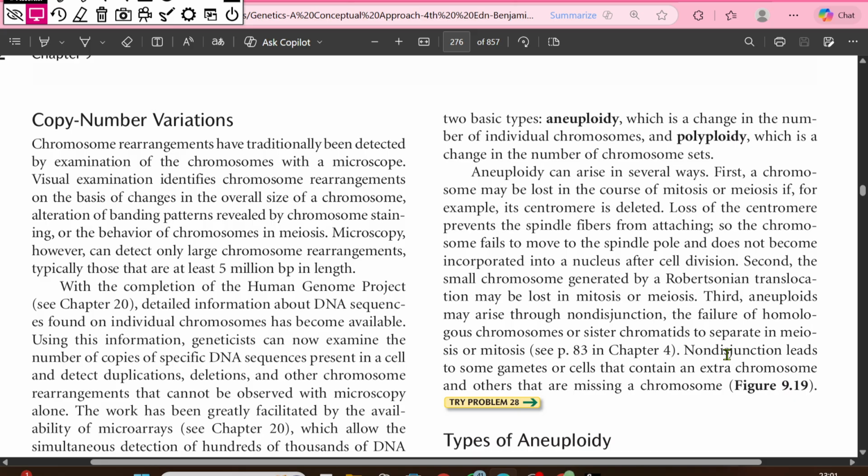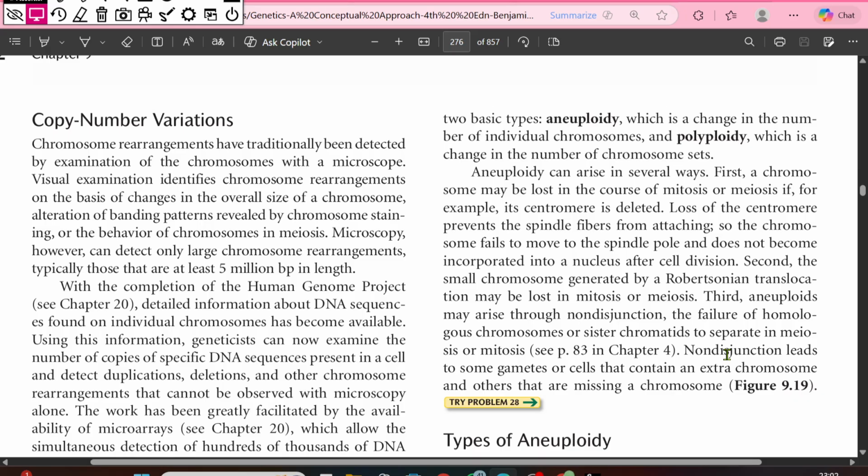Let us take an example. In our gametes, in the haploid condition, they have 23 chromosomes. Now, if the entire set of 23 chromosomes gets duplicated in the gamete, at that time we would have a total of 46 chromosomes. This condition is referred to as polyploidy. But in the other condition, aneuploidy, only one or two of the chromosomes can be added or removed.